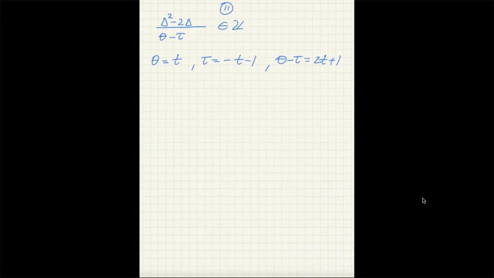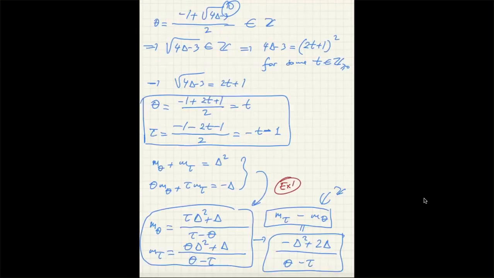Now what was delta? Well, delta, we have to pick it up from one of these equations. You have it from here. We have 4 delta minus 3 equals 2t plus 1 square. So 4 delta minus 3 equals 4t squared plus 4t plus 1. You move the 3 to the other side and divide by 4. So delta is t squared plus t plus 1.